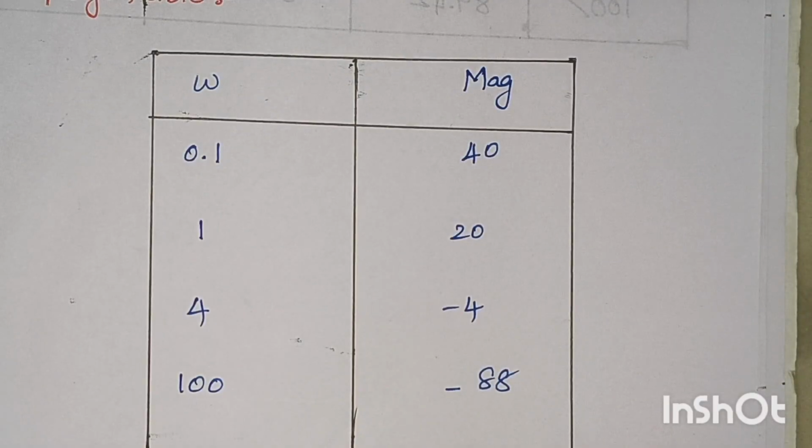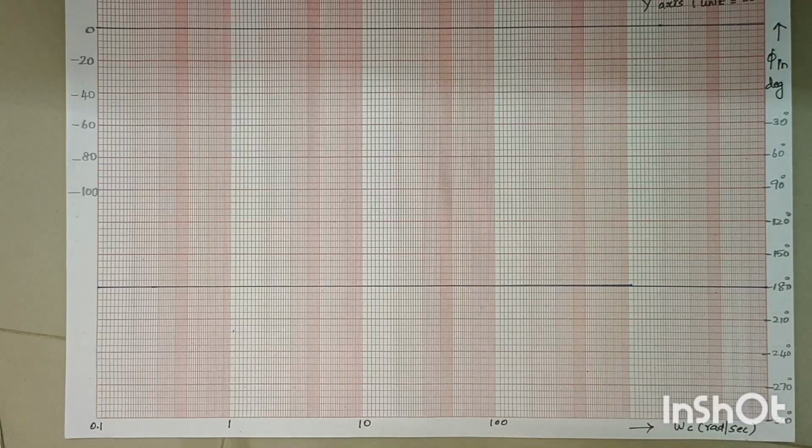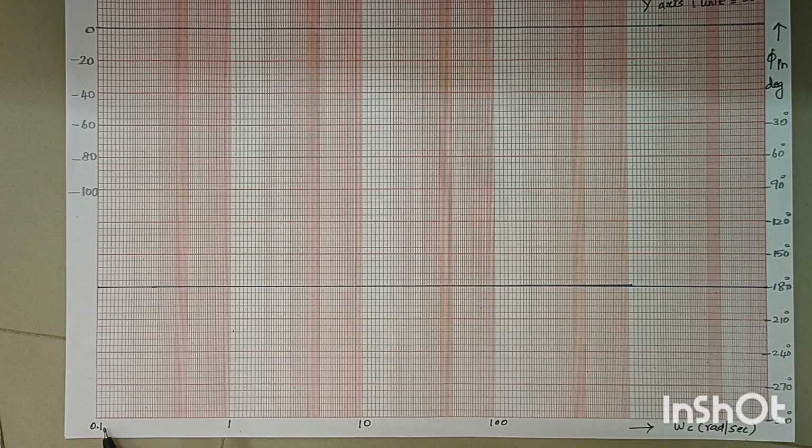So these are our magnitude values for 4 different frequencies. Now we are going to mark these values on a semilog sheet. So this is our semilog sheet. X-axis always stands for frequencies. So here I had started the frequency from a value of 0.1, 1, 10, 100 and it goes on. So x-axis stands for frequency and the unit is radian per second.